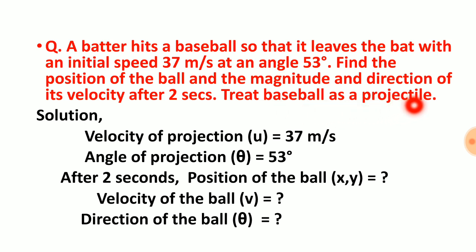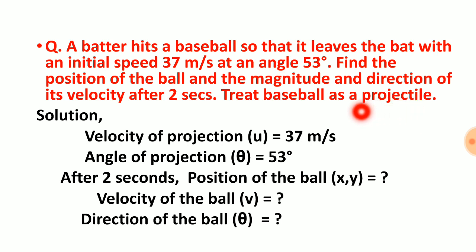This term, treat baseball as a projectile, means we are neglecting all air resistance and there is only one force, that is the force due to gravity. So our a will be plus g or minus g depending on the situation. In this condition our baseball is going up, so our a will be minus g, and the x component of velocity will remain constant because this is projectile motion.